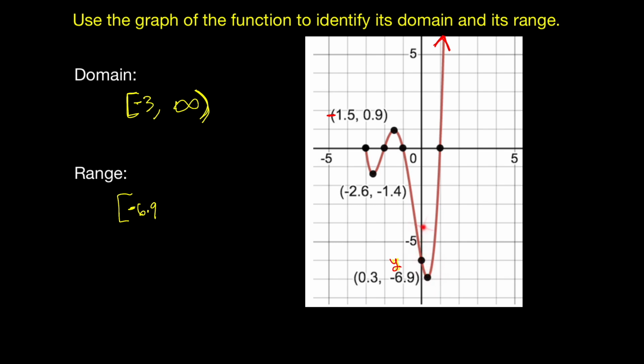And as I keep going up, you can see that this graph is increasing. It's going to go all the way up to positive infinity. So the range is going to be from negative 6.9 all the way to positive infinity. And again, infinity always gets a closed parenthesis.